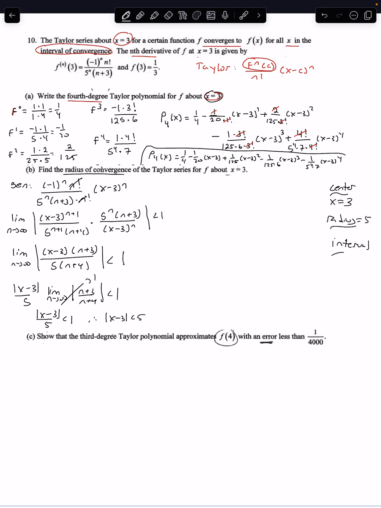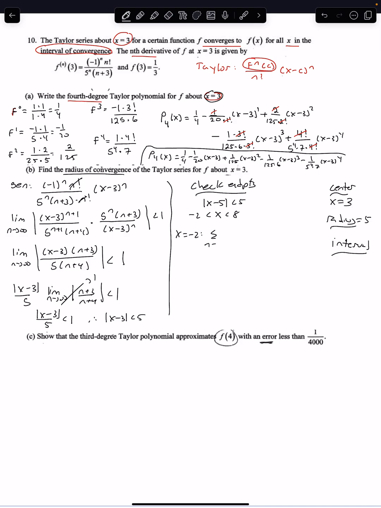And this is where the fun begins, because we have to now check our endpoints. Checking the endpoints, when we got that absolute value of x minus 3 is less than 5, if we were to solve it, x is going to be between negative 2 and 8. Oops, I said equal to 8, not equal to 8 yet. So I'm going to check x equals negative 2.